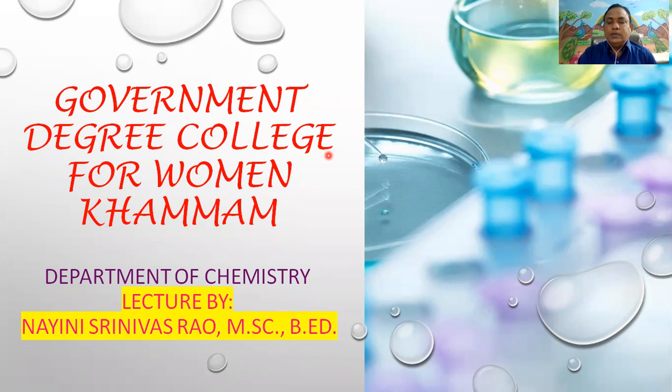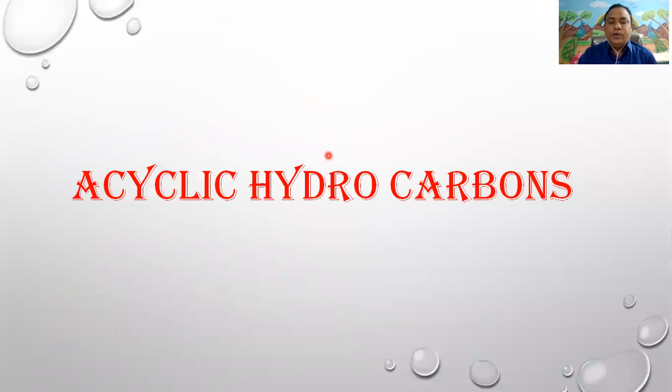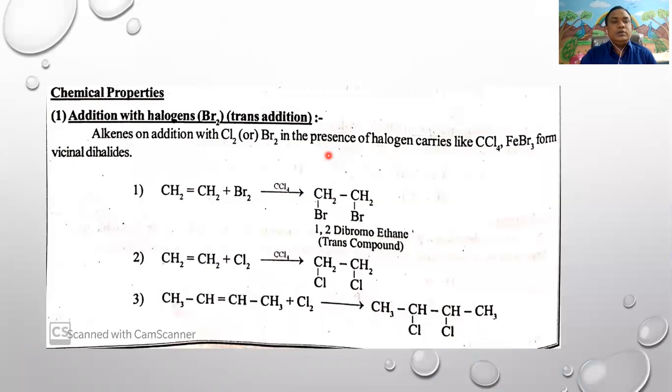Today's class: chemical properties of alkenes. Alkenes are double bonded unsaturated hydrocarbons that undergo electrophilic addition reactions.